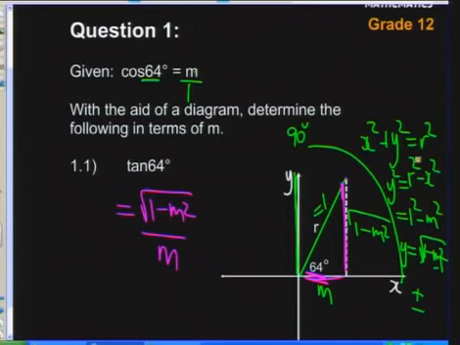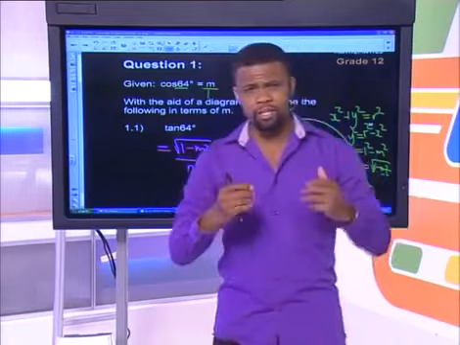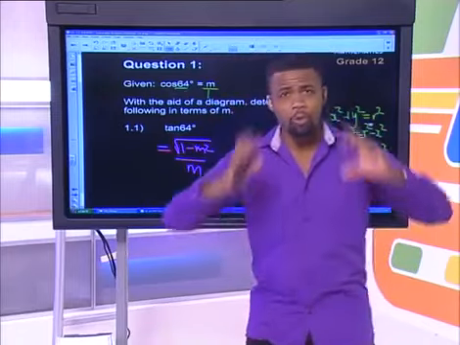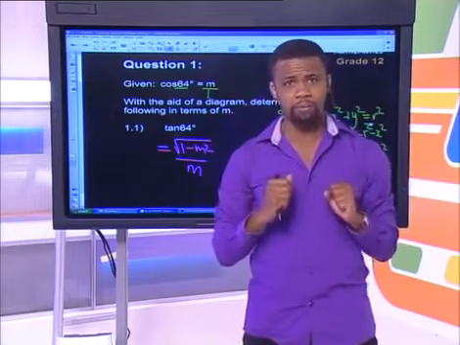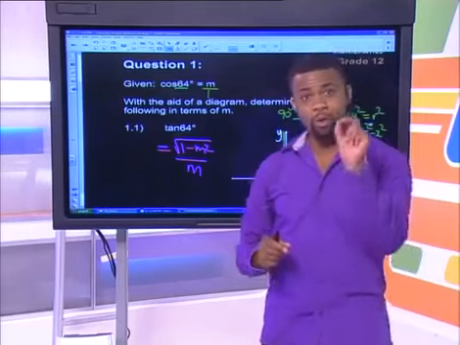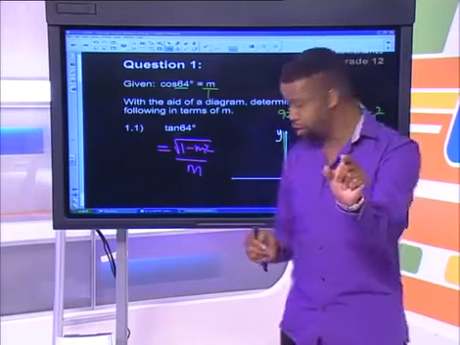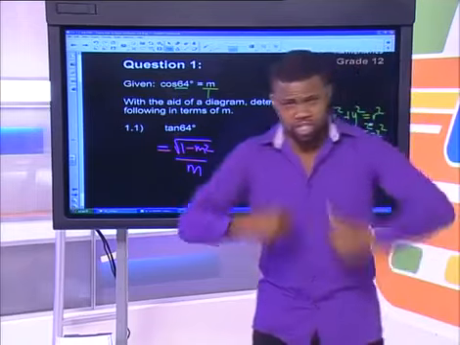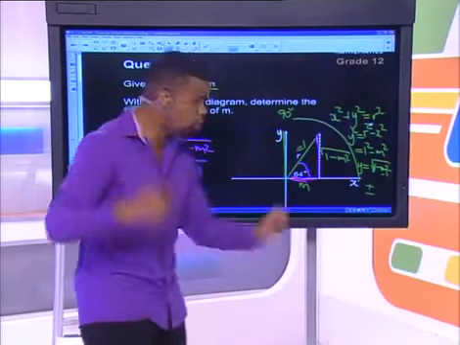Great. I hope you can do this, guys. What do we do in this kind of problem? We've been given cos 64 in terms of m. We have to draw the diagram. Since we have cos 64, you can determine anything with the angle 64. I hope you understand. This is beautiful. This is good, guys. Let's see the next problem.